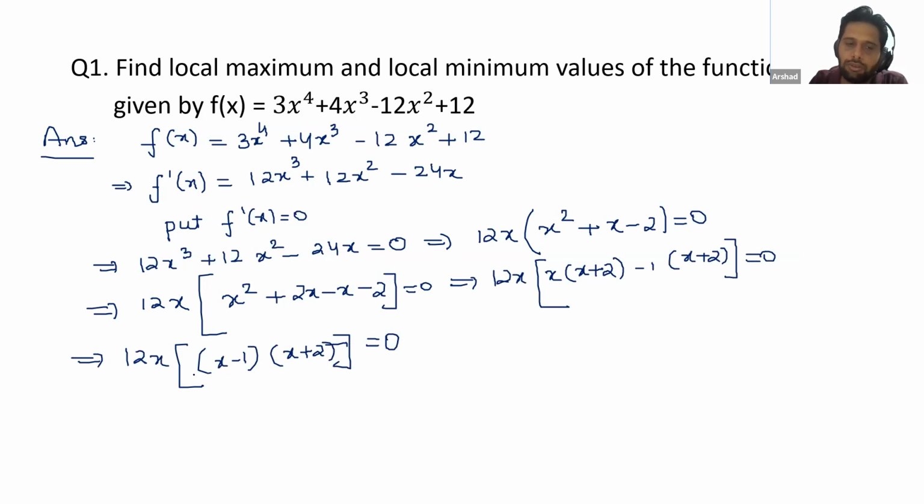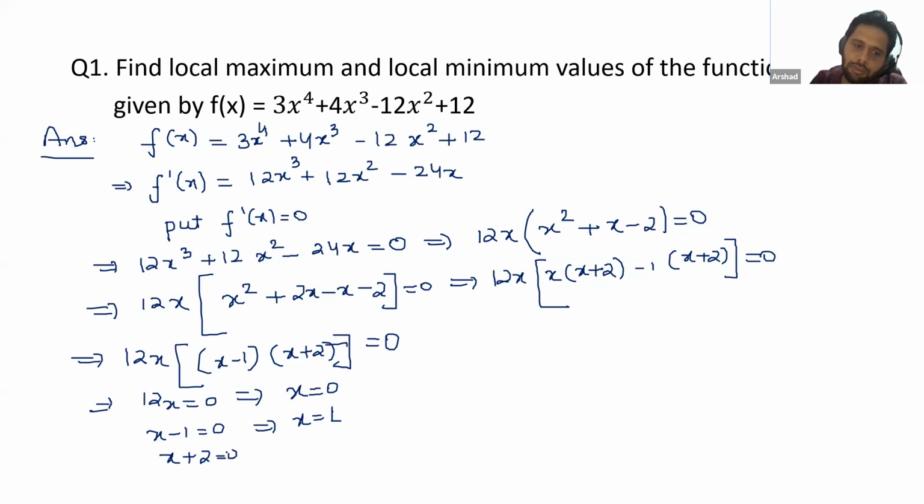Now equate all these factors to 0. First we get 12x is equal to 0, so x is equal to 0. Then x minus 1 is equal to 0, which gives x is equal to 1. Then x plus 2 is equal to 0, and from this you will get x is equal to minus 2. So these are the critical points: 0, 1, and minus 2. This step we have already done in increasing, decreasing. I hope no one has an issue in this. Please raise your hand if this is clear to you up to this point.